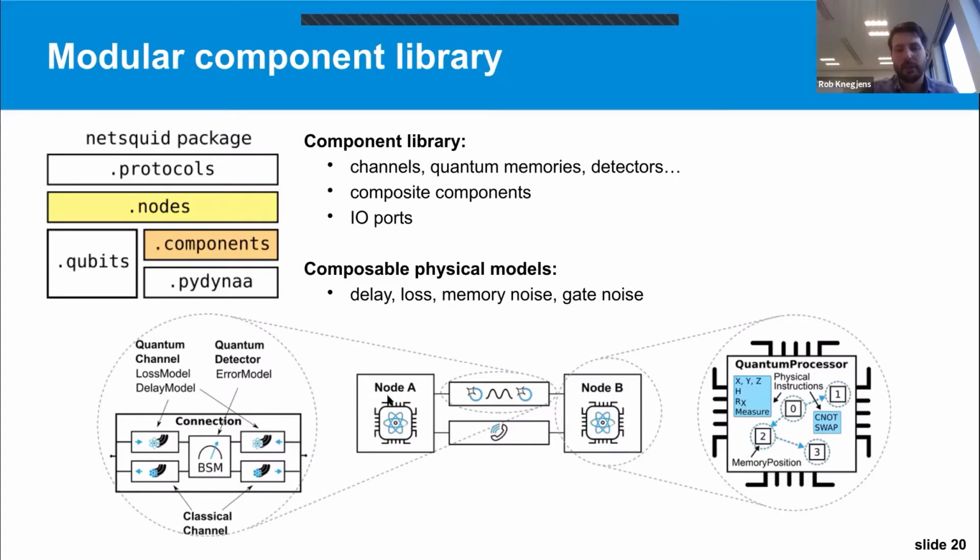So here you see a link between two nodes where they're both holding these quantum processors, and there's this quantum connection, which is made out of a midpoint Bell state measurement detector, and then linking it are these two quantum channels. And what physically characterizes this network is the models you put on those components. So you determine the delay on the channels and the loss, and in this way you characterize the physical behavior. Does that answer your question?